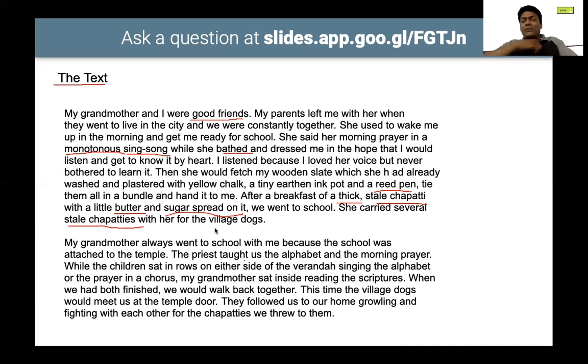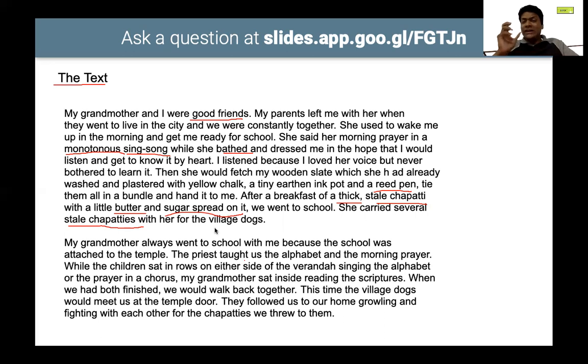Even the writer's grandmother used to fetch the writer's wooden slate. During that time, when children went to primary school, they used to carry a wooden slate, a slate made of wood, right? The writer's grandmother had already washed and plastered it with yellow chalk, right? So a washed slate plastered with yellow chalk.